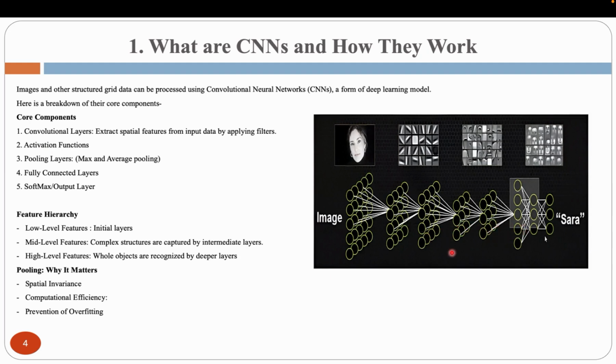Then we have the activation function, for example, non-linear activation functions, ReLU and sigmoid. Then we have the pooling layer, then the fully connected layer. Then we have softmax and the feature hierarchy in CNN. And then we have many levels like low level, mid level, and high level features. High level features are recognized by the deeper layers. Then we have the importance of pooling, which gives spatial invariance and helps in preventing overfitting.